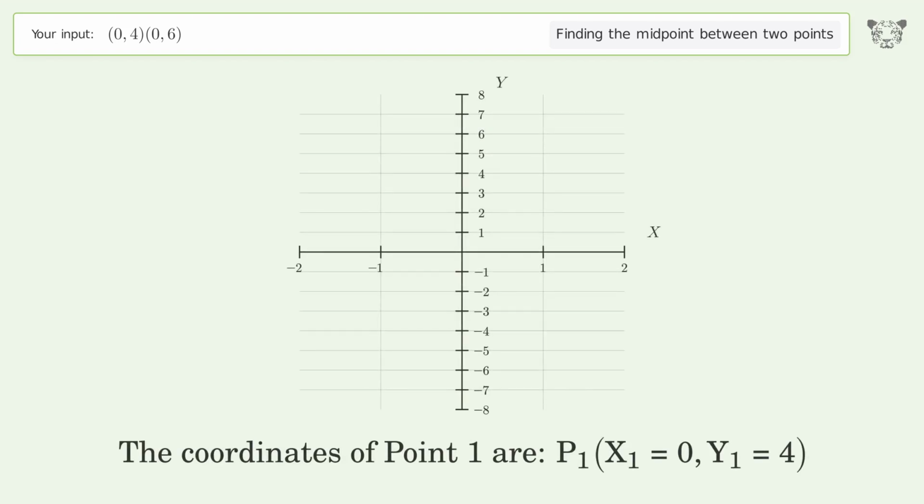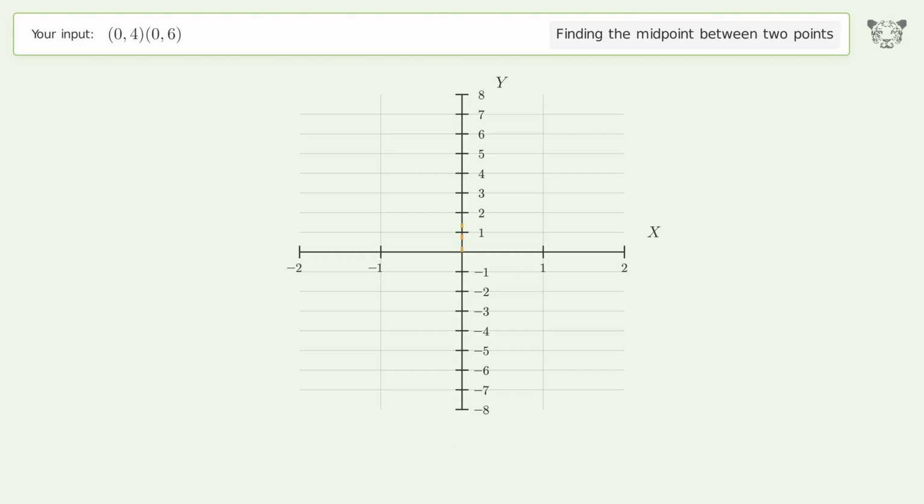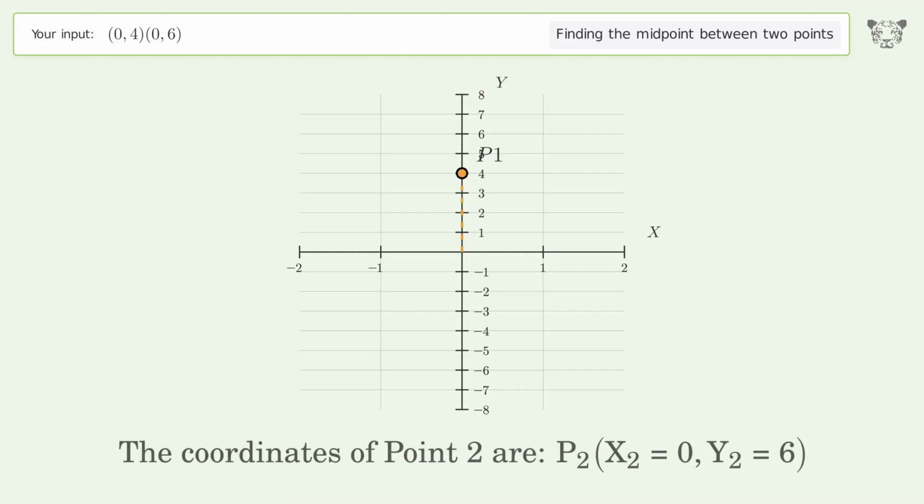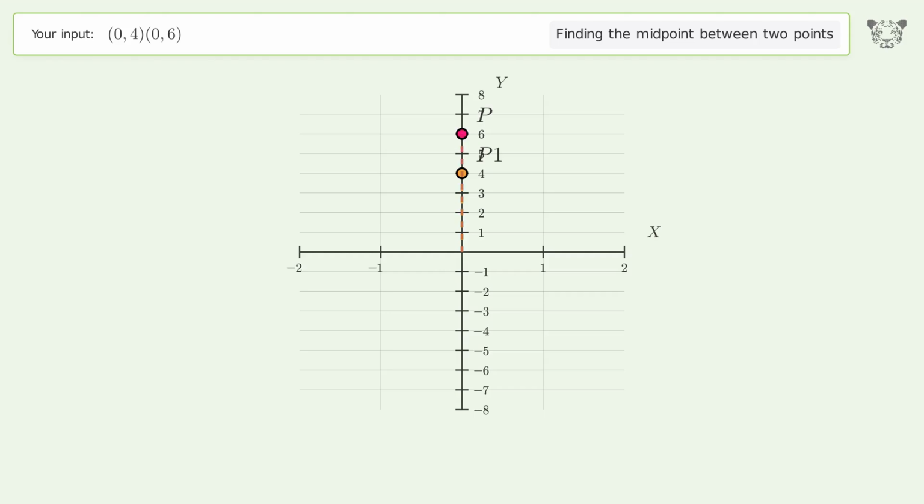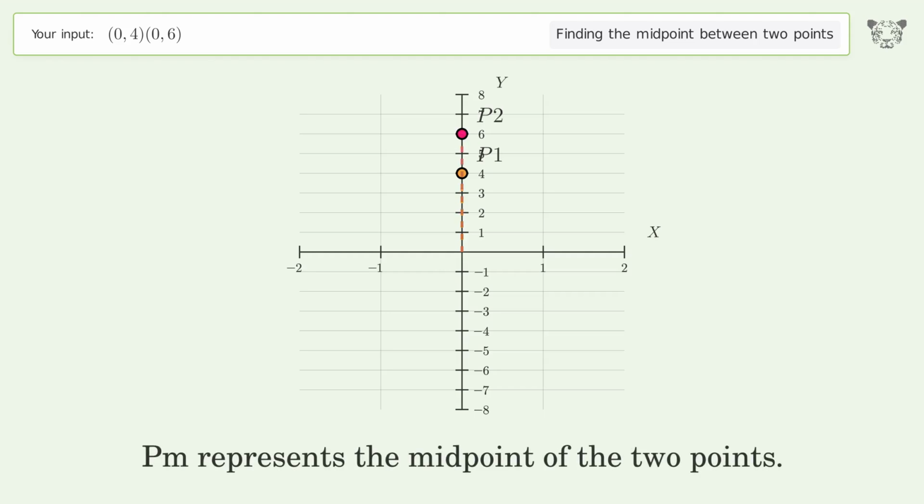The coordinates of point 1 are x1 equals 0, y1 equals 4. The coordinates of point 2 are x2 equals 0, y2 equals 6. PM represents the midpoint of the 2 points.